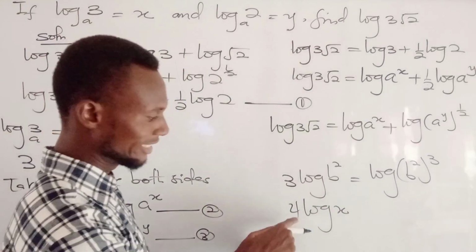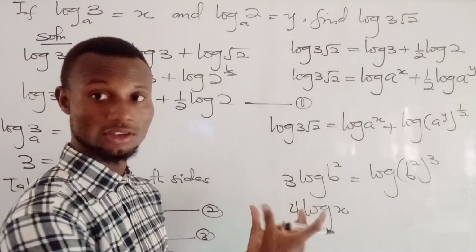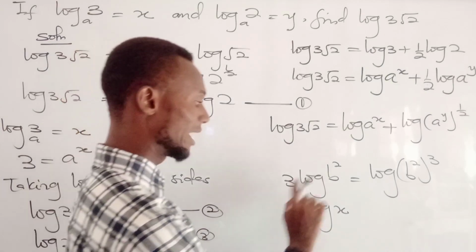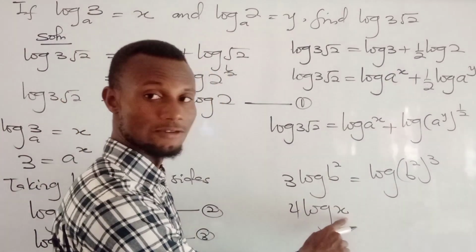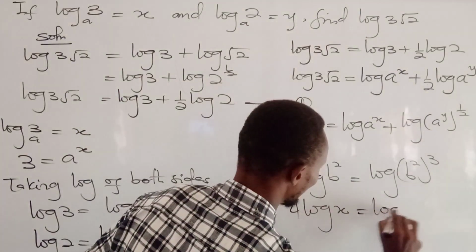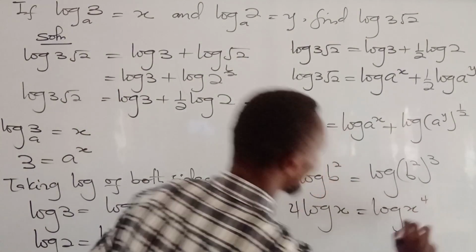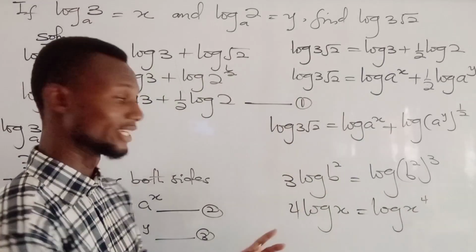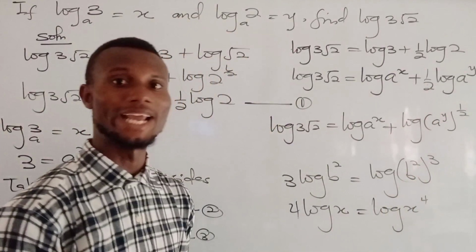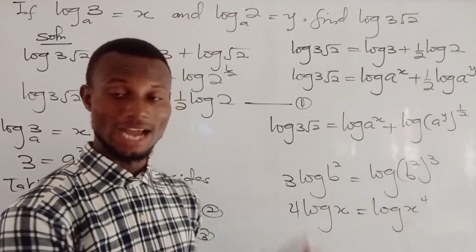One of the laws of logarithm is that the 4 which is in front here can come and become a power to the value which is here, which is s. So we can write it as the log of s to the power 4. Okay, so that's what we apply to write this one in this form. And I hope you understand up to this point.